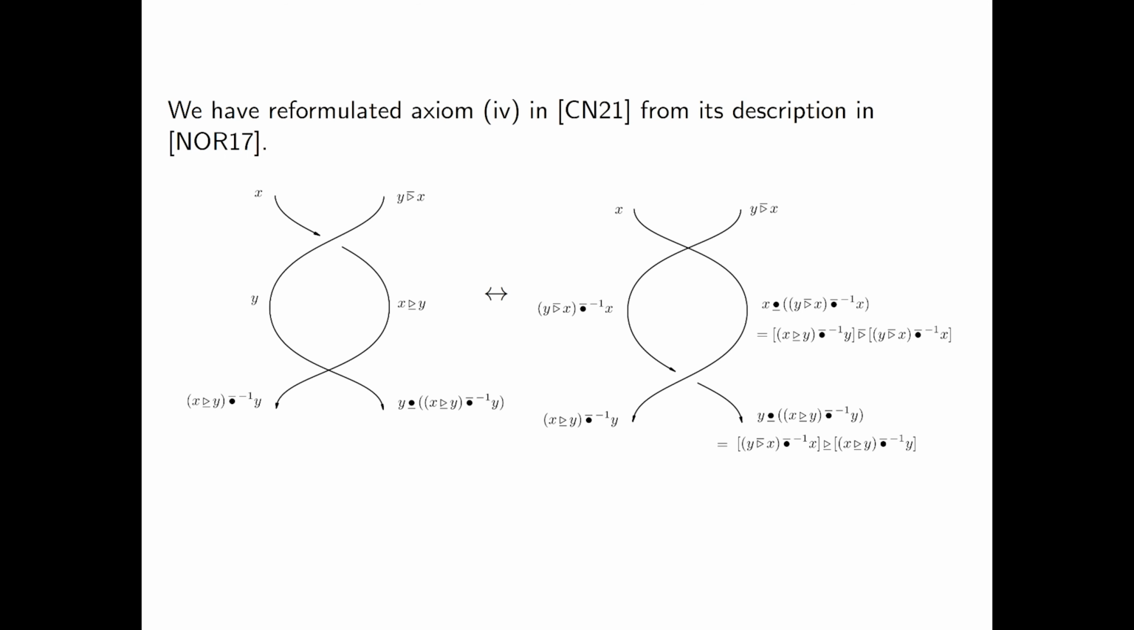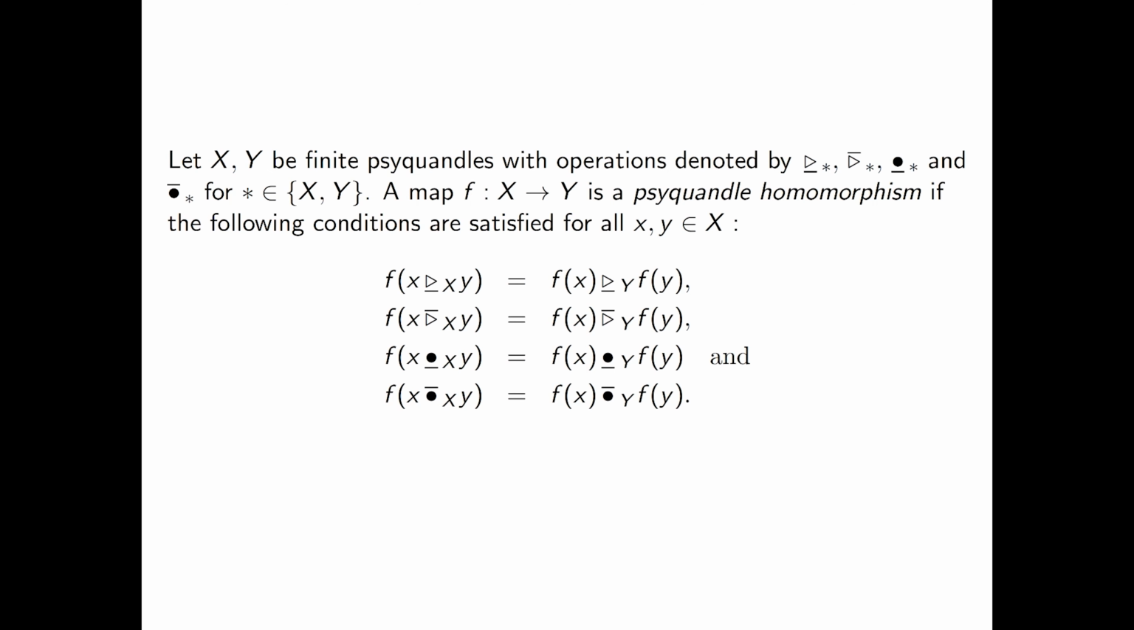Now we're going to introduce a really useful concept. This is going to allow us to define an invariant for singular knots and for pseudo knots, and this is going to be an invariant that we can actually compute. Before we introduce that idea, we have to define the idea of a homomorphism of Psyquandles. So, a Psyquandle homomorphism.